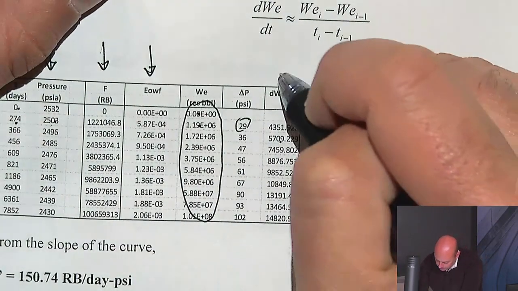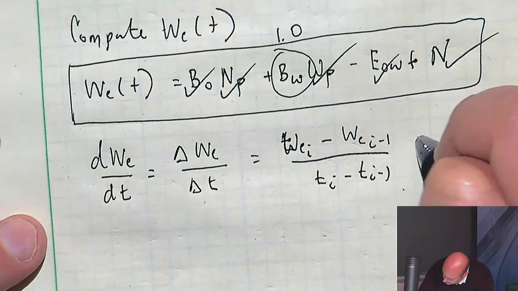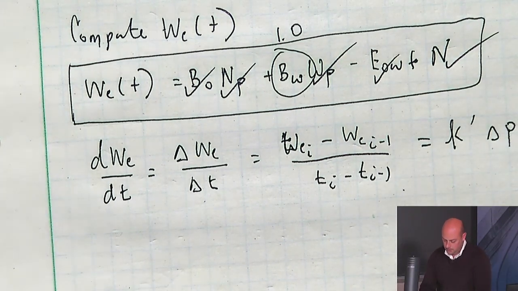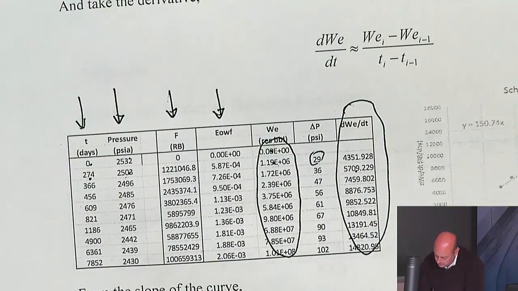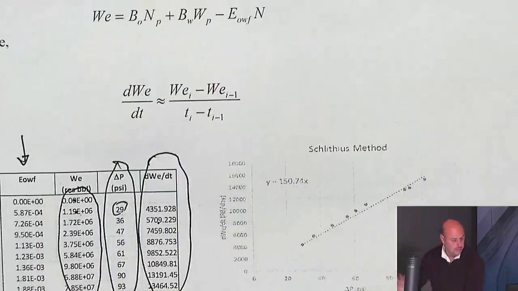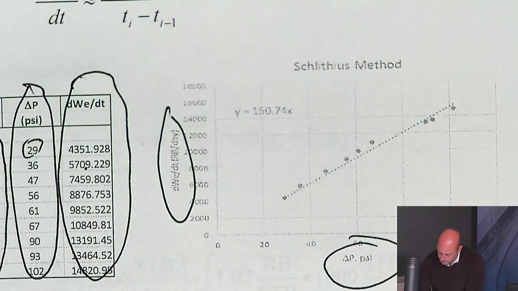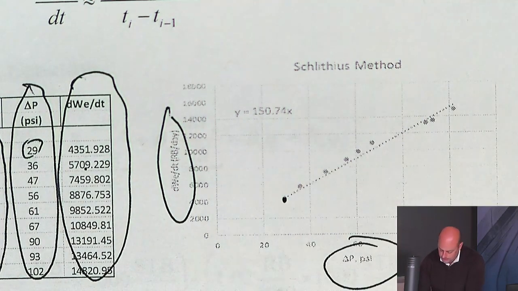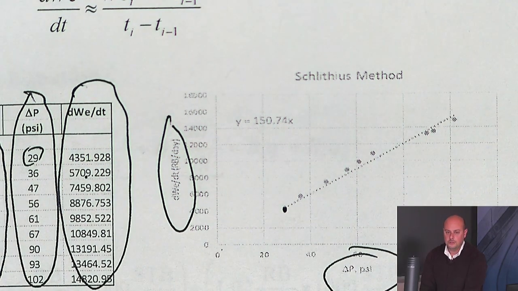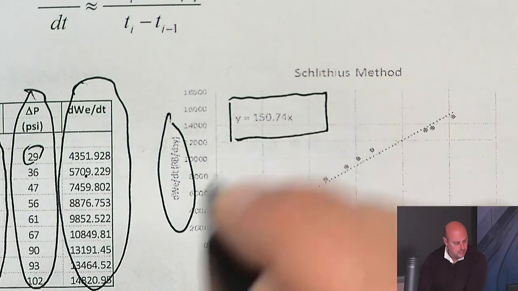So now I've got a column dWE/dt, and we know that dWE/dt is equal to K prime times delta P. So I've got a column for dWE/dt, I've got a column for delta P, and if I plot those, and let me blow this up a little bit. So this is dWE/dt, this is delta P. I plotted my points, and then I fit a line through it. I forced it through the origin. There shouldn't be an intercept. So I made the origin 0, and I get this equation here.